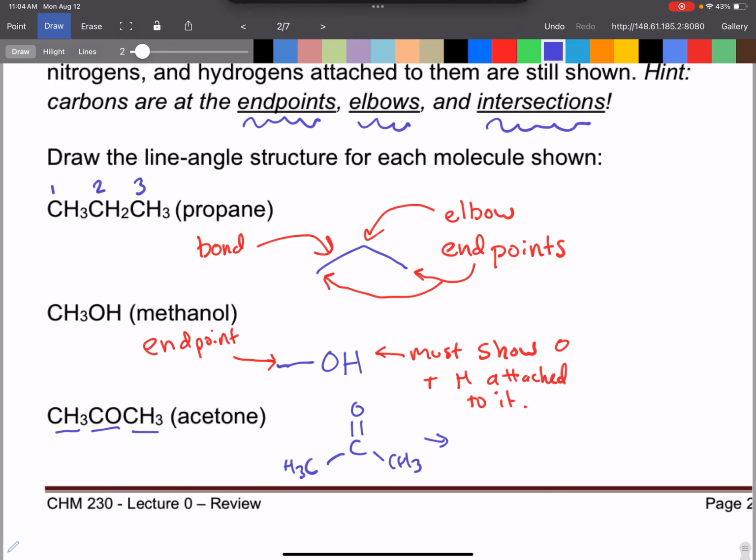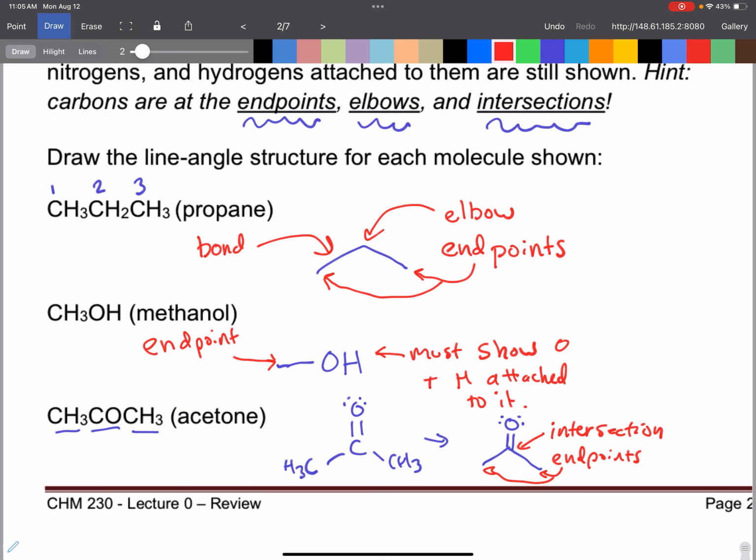So what we want to convert that into is this line angle structure, which would very simply just look like this, right? Have the double bond like this, and I would just draw the lines where those carbons are. And I should be very clear to draw all of the lone pairs in here as well. So this is the line angle structure for acetone. And one thing I want to point out is that there's an intersection right there. And then we've got, again, endpoints where our other carbons are. We've got an endpoint there, and then on the other end to the left.